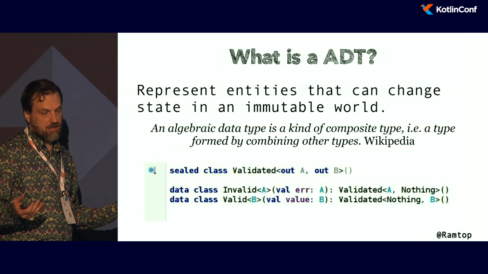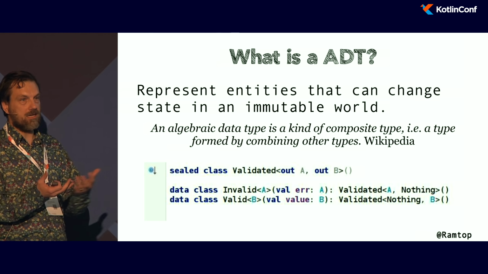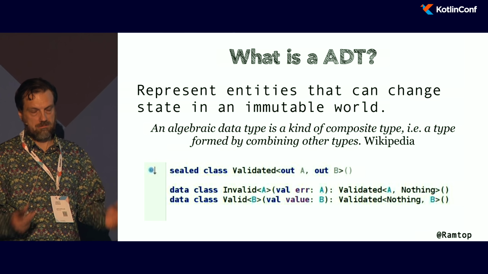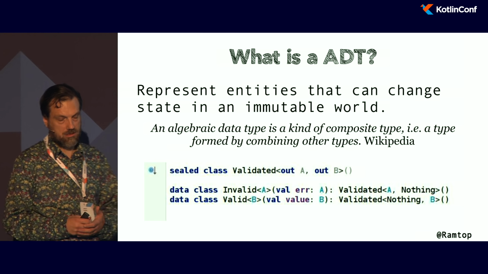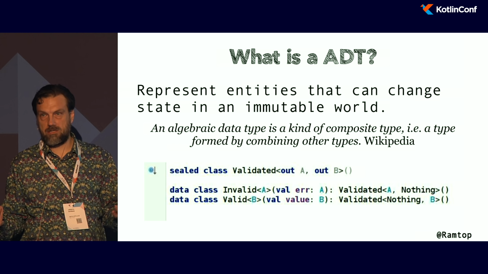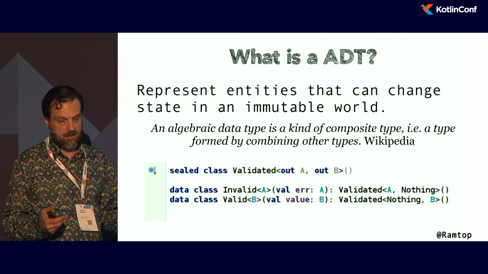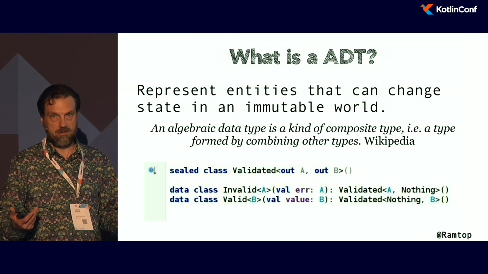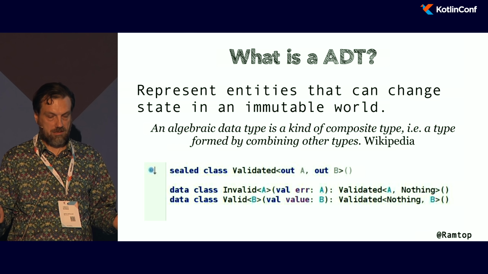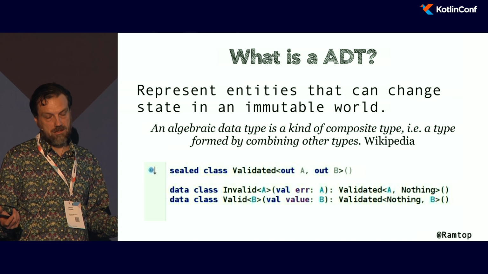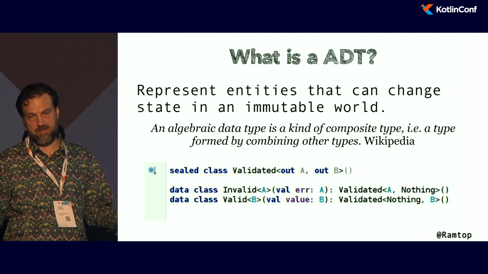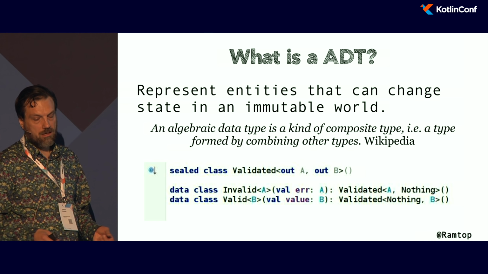So it's when a type is composed by other different types. In this case, for example, I just chose this because it's the most simple one. The result of an operation can be something that is validated. It can be either valid or not valid. Of course, if it's invalid, we have an error associated. If it's valid, we have a value, the actual value of the calculation.